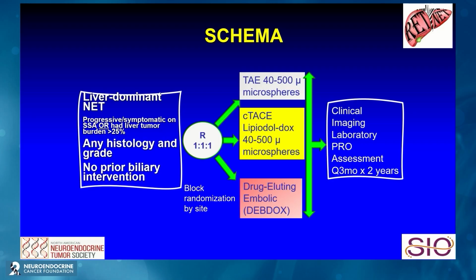And we took those patients and we randomized them equally to 3 arms. Bland embolization, conventional chemoembolization with oil emulsion, or something called drug-eluting beads or drug-eluting embolics, where the drugs are loaded onto the little microsphere particles instead of using an oily emulsion. And then they were treated, and then they were followed up every 3 months for 2 years clinically and with labs and imaging and assessment of how they felt.